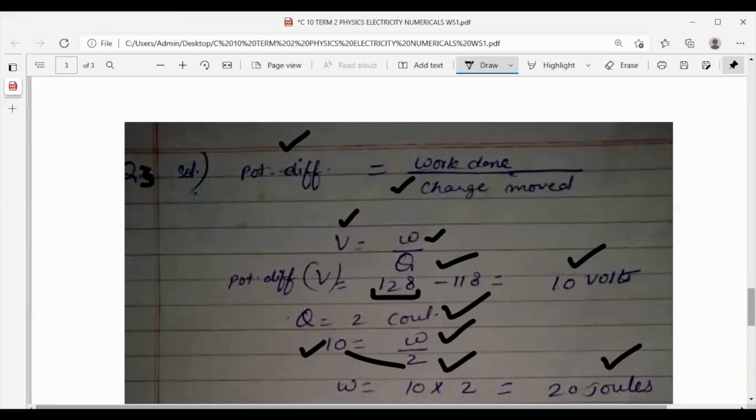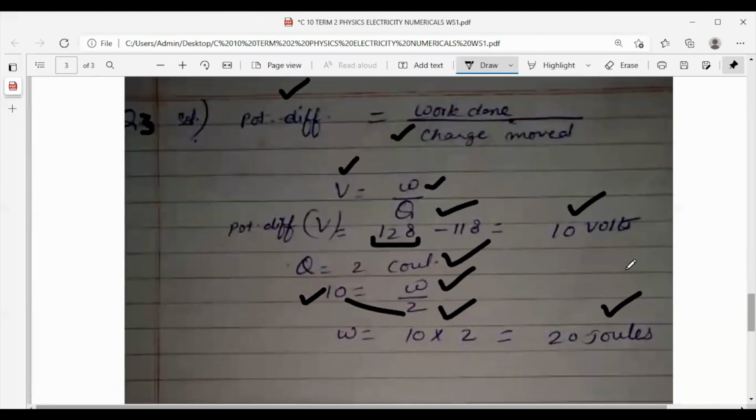So these were 3 questions which we have taken today in our worksheet 1. These are numericals of the electricity chapter. Hope you all have understood.